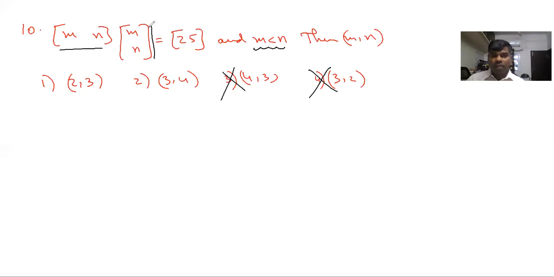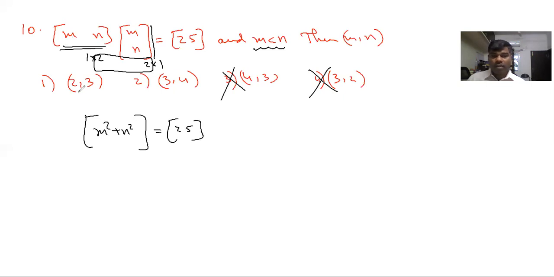First row multiplied with the first column will give you the first row, first column element. To get a basic idea, if you write the orders of these matrices, this is 1 by 2 and this is 2 by 1. So the matrix multiplication is possible and the product matrix is of order 1 by 1. So this is m square plus n square equal to 25. Now if you verify, 2 square plus 3 square is not 25, but 3 square plus 4 square is 25, and that's the correct answer.